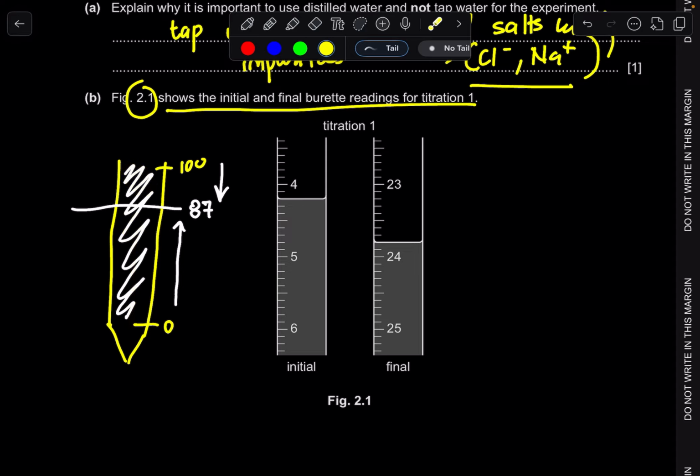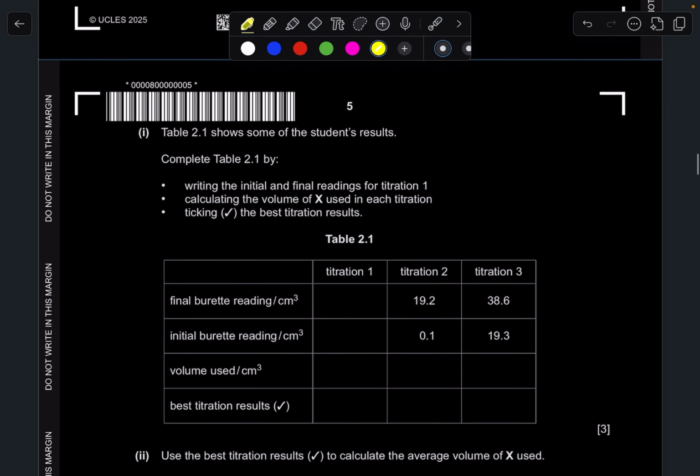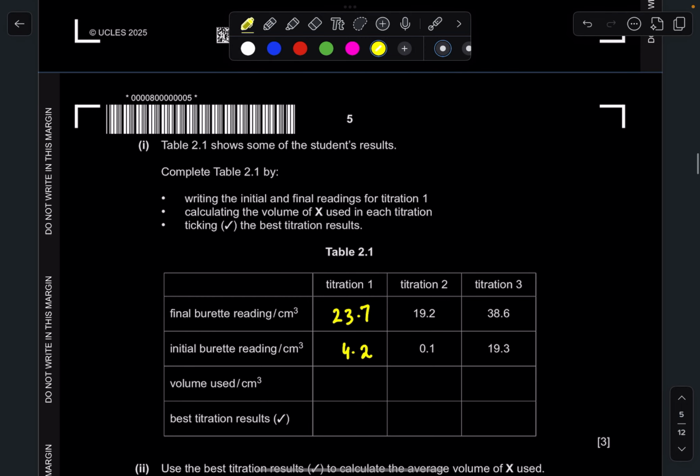So it's going to be 4.1, this one's 4.2, here 4.2, and here is 23.7. So let's now note it down. Titration 1, final burette reading was 23.7 and initial was 4.2. Is it correct? Yeah, 4.2 and 23.7, because if we mess this up, we're going to mess up the entire question. Volume used.